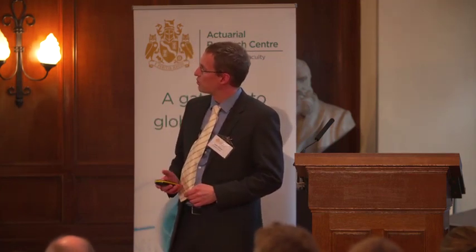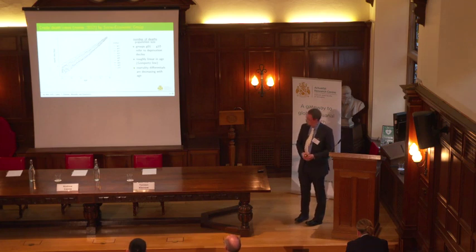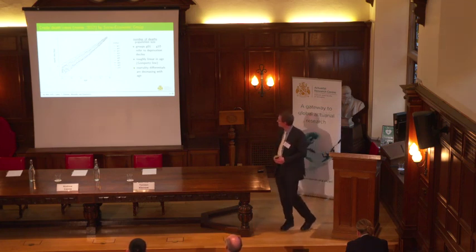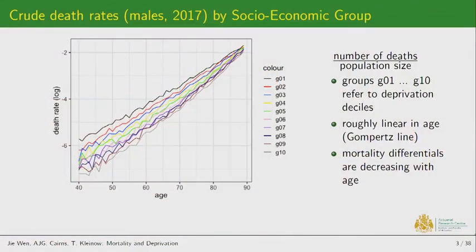So to start off with, a picture very similar to what Andrew has shown earlier. So what we find here are the mortality rates or the death rates. So we just take the number of deaths and divide by the population size, and then put the death rate on a log scale. So that's why you have these kind of strange numbers on the y-axis there. It's all on a log scale. This is for ages from 40 to 89, so it's a 50-year age range.